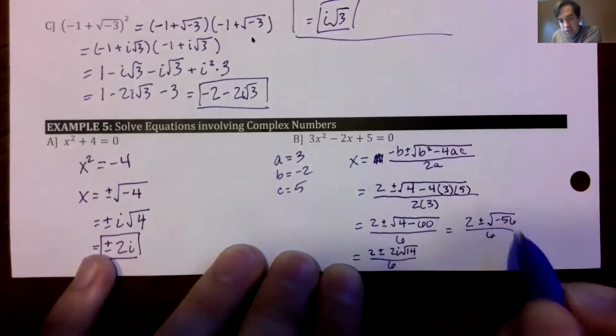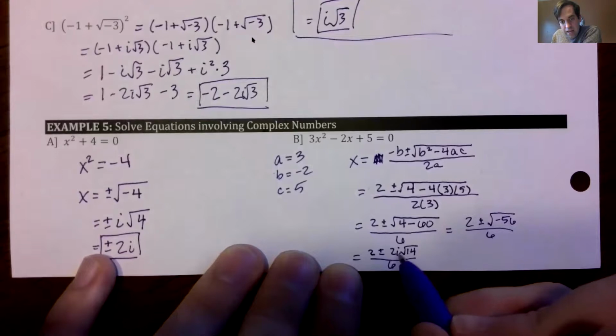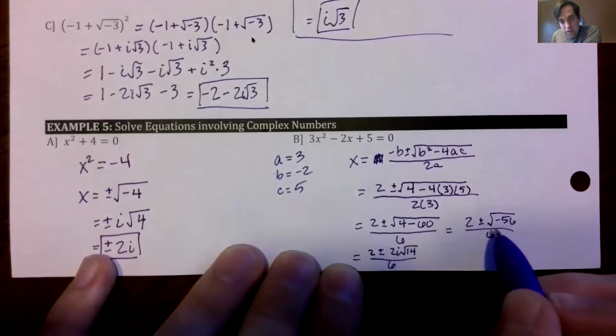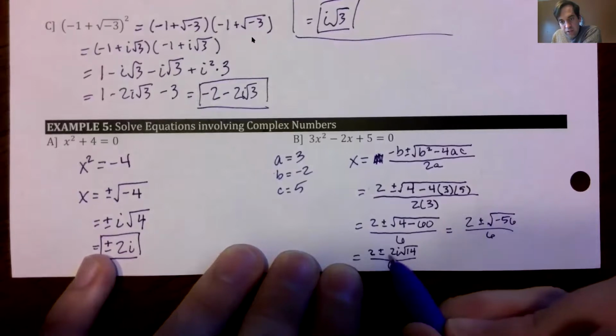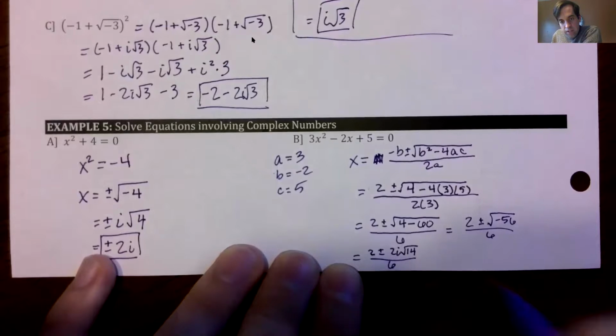You can write out your factor tree for the 56 if you want. The negative is the reason that this i is here. We have a pair of 2's as factors of 56, so 2 can come out and 14's left over.